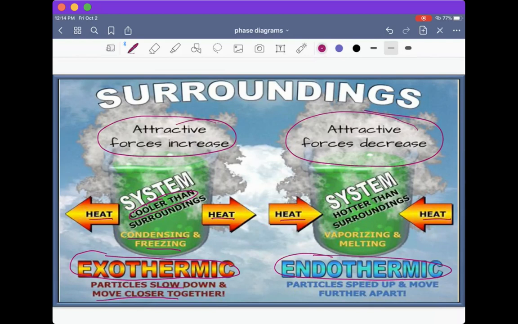Please make sure you study this slide. I would get out a piece of paper and draw it a couple of times to make sure that you know this information. This information right here is very important, and I am going to test you on it.